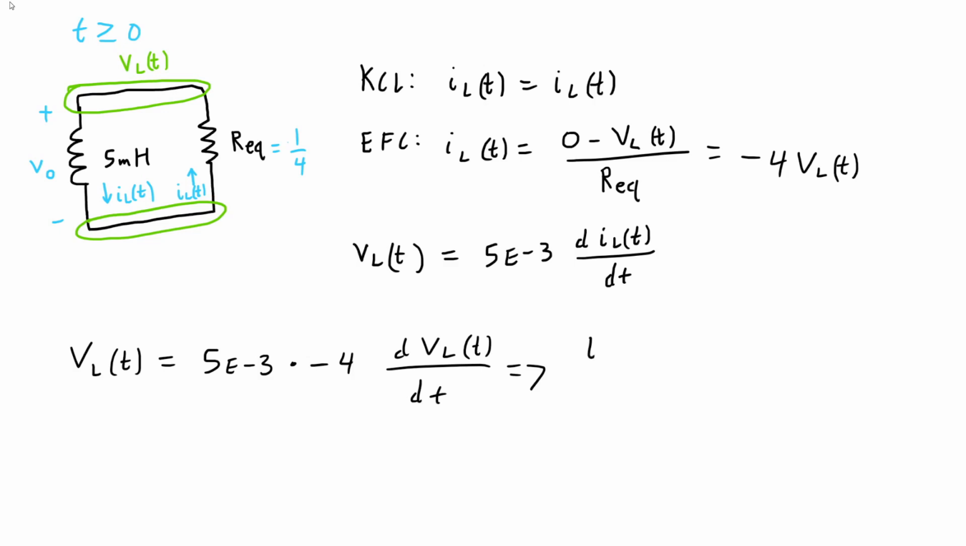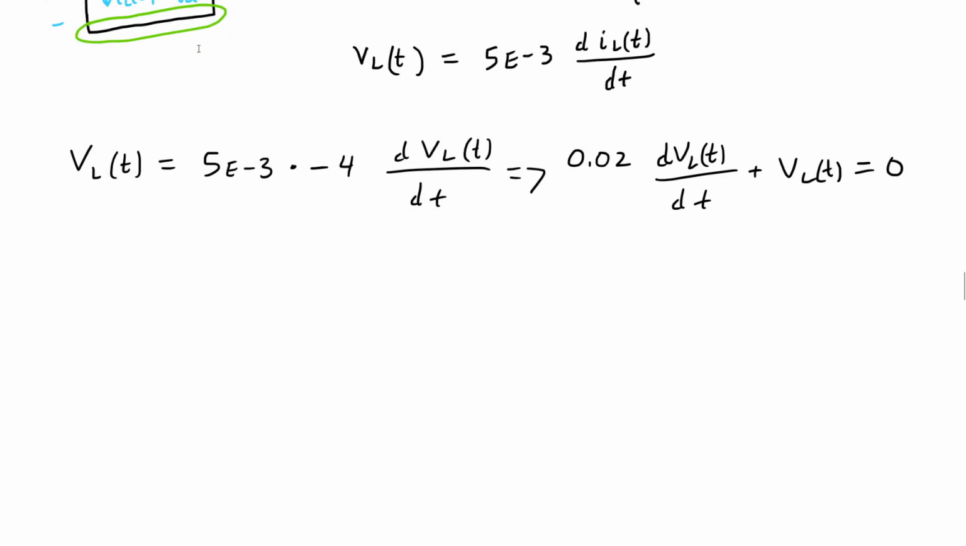So we have, what's 4 times 5 minus 3? So that's 0.02, I think. I'll check it in a minute. That sounds right. 0.02 and then dVL dt plus VLT equals 0. We're going to bring it into our standard form.